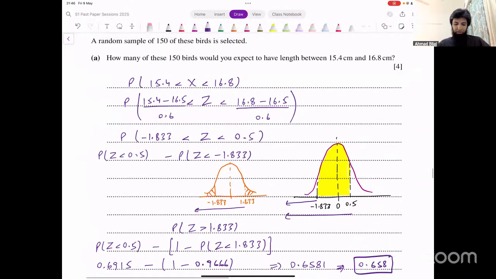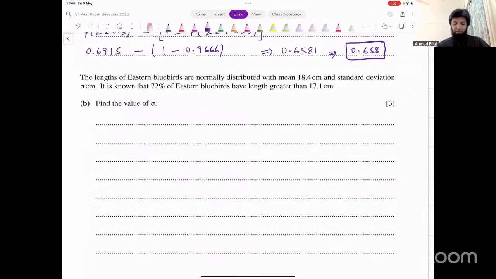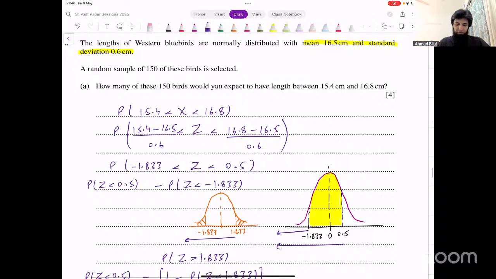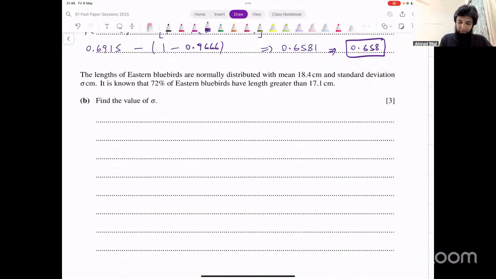Okay, that's part A. Now it says the lengths of eastern bluebirds are normally distributed with mean this. Now these are different. Earlier we had western bluebirds, now we've got eastern. So it's not related to the first part. Now these birds have a mean of 18.4 and standard deviation of sigma. It's known that 72% have lengths greater than 17.1. So we can say probability of x being greater than 17.1, where x represents the lengths. This probability is 0.72. Find the value of sigma.